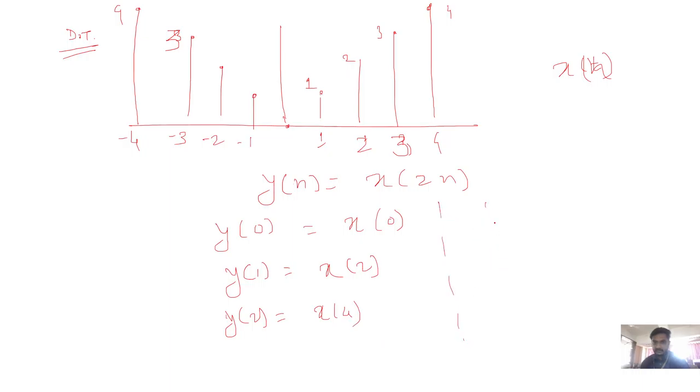Similarly, I can do it for negative also. y of minus 1 is going to be x of minus 2. y of minus 2 is going to be x of minus 4. Am I right?